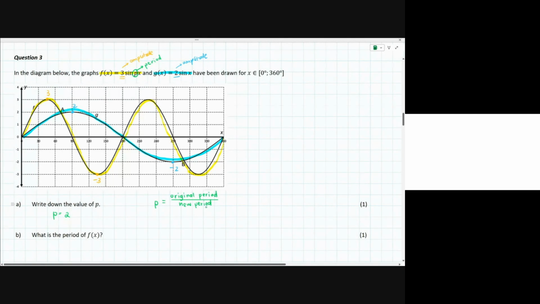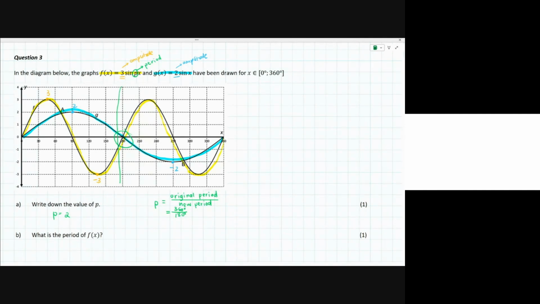Period. There we go. Right, so if we take this, the original or normal sine graph with no manipulation has a period of 360 degrees. We can see now for this new graph, one cycle completes in 180 degrees. So that's my new period. 360 divided by 180 gives me 2.